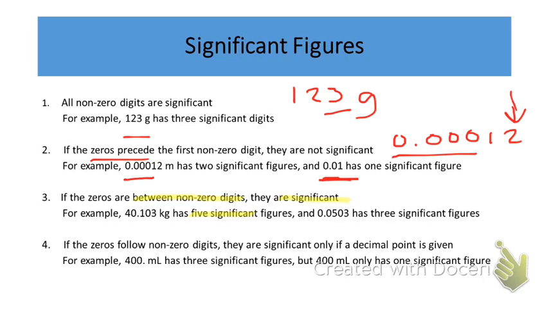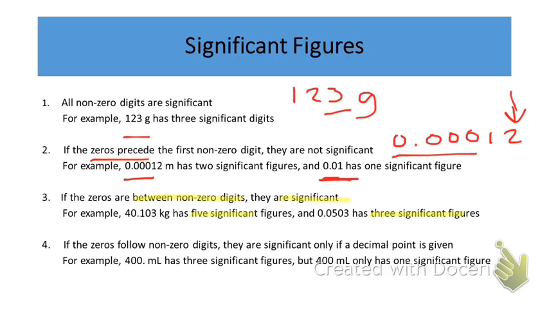Here's another example. In this one we have 0.0503. So we have 2 zeros that come at the beginning of a number. Are they significant? No, they're not, because of rule number 2. But the 0 in between the 5 and the 3 is significant, and therefore we have a total of 3 significant figures in this number or measurement, with the 3 again being estimated.